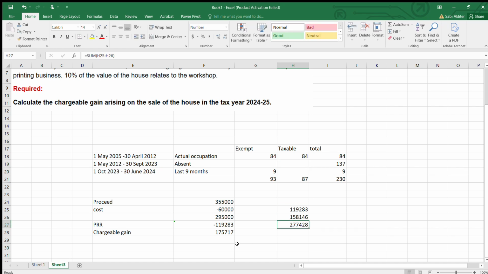So this is your PRR. Now you are going to take this as your PRR. Just put a minus and click this figure. Automatically this answer will show as a minus figure. Now, this is your chargeable gain that is attributable to the business use.